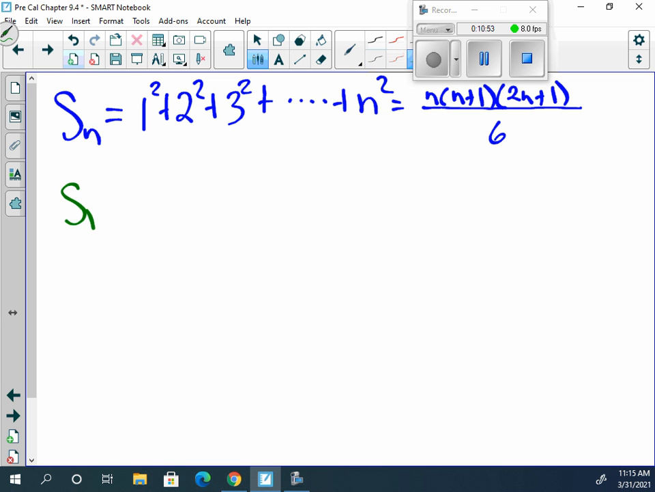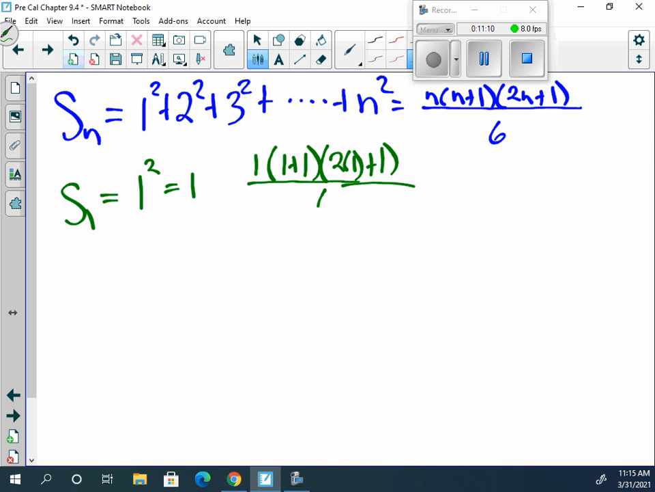We start off always with S of 1, which is 1, which would be 1 times 1 plus 1 times 2 times 1 plus 1, over 6. Well, this first one's not going to affect anything. 1 plus 1 is 2, 2 times 1 is 2. So it works for 1.